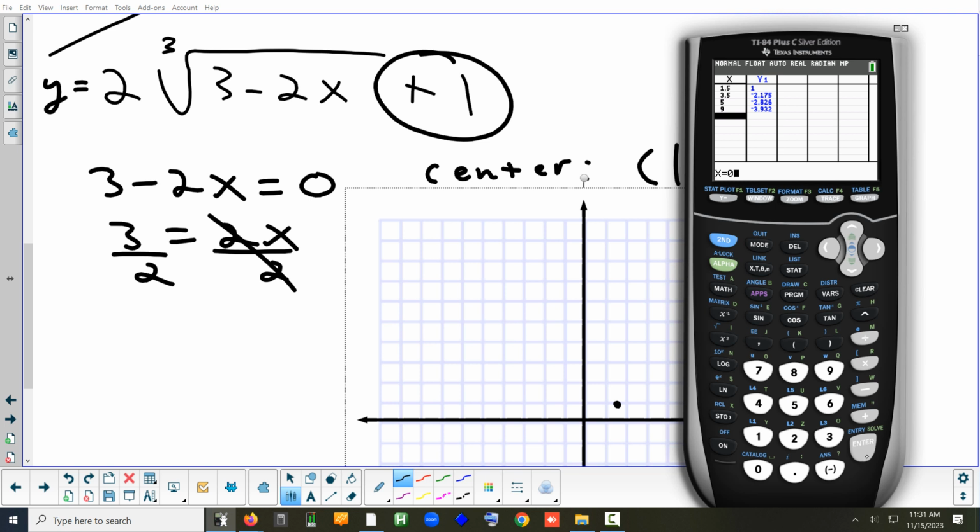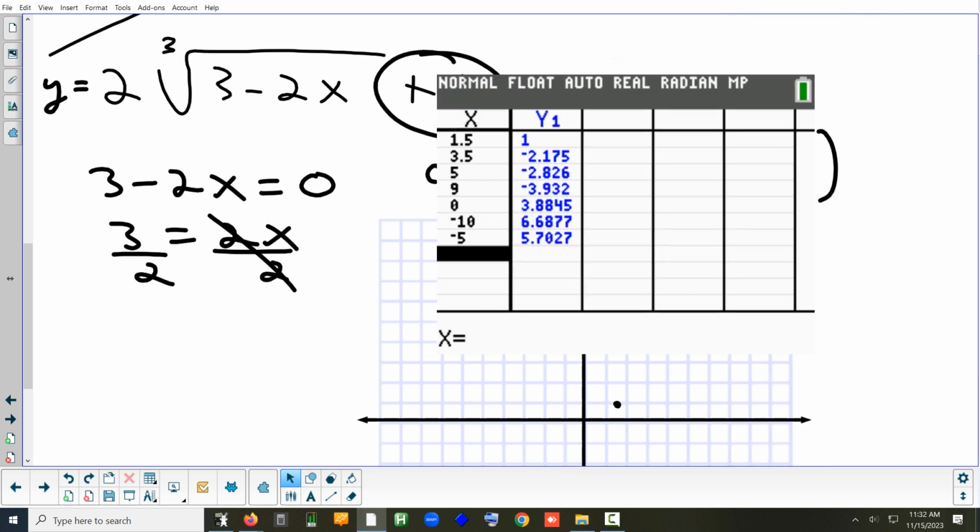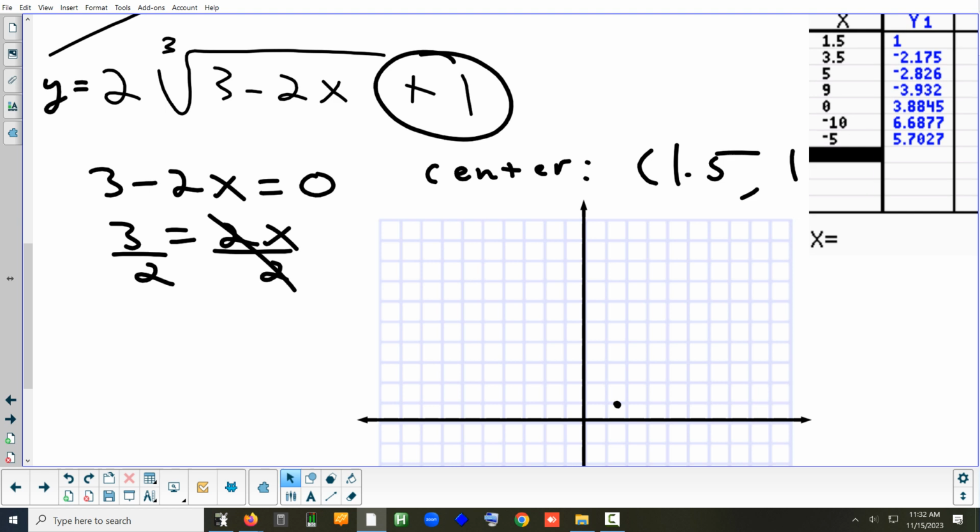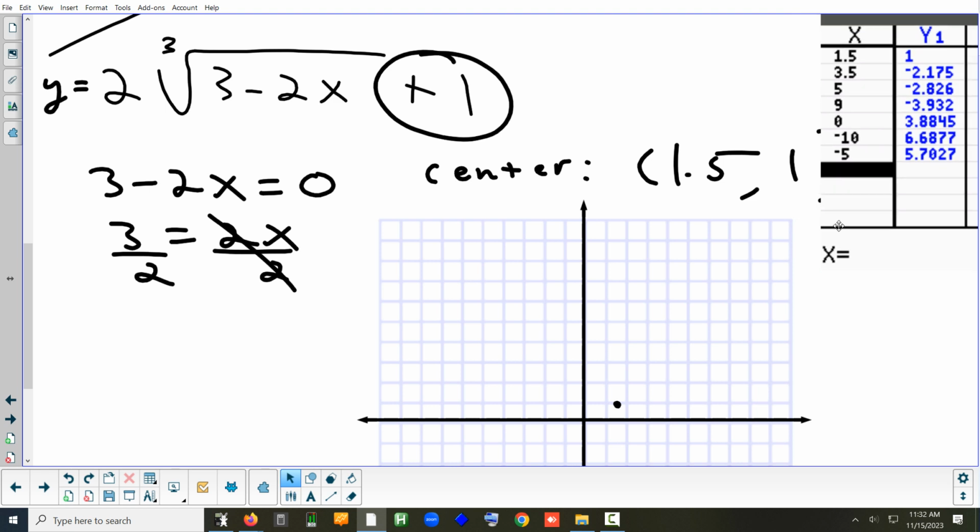Yeah, we could do 0. That's a good one. Negative 10. Negative 10, I'll do one right in the middle. Negative 5. Okay, so we're going to graph those points. How do you get to the table again? Second, and then graph. Alright, thanks.